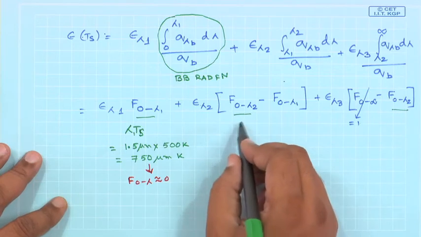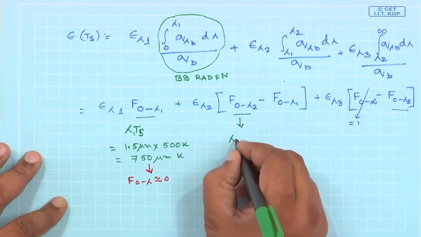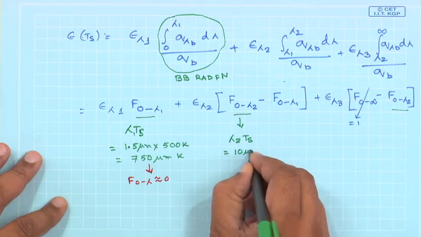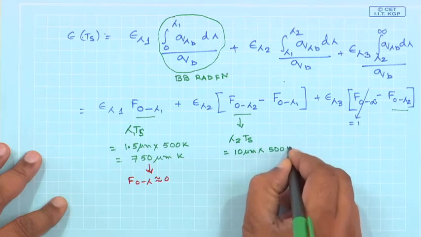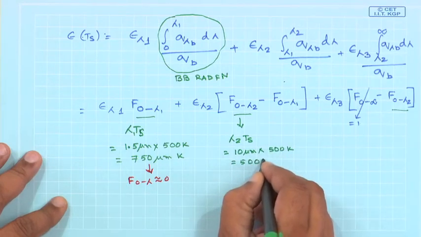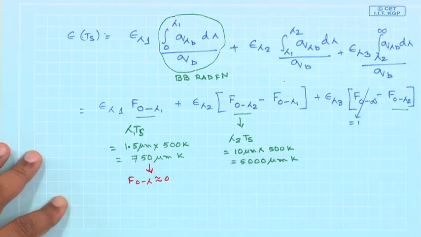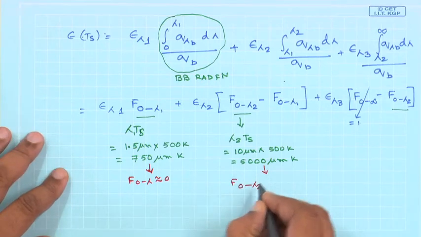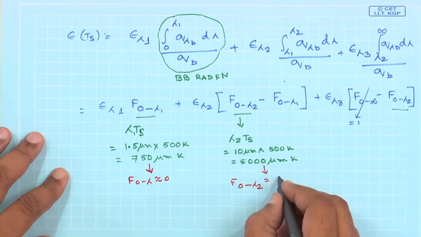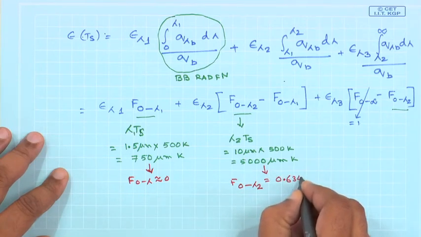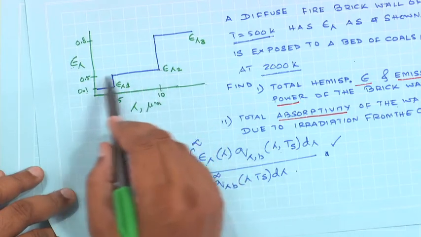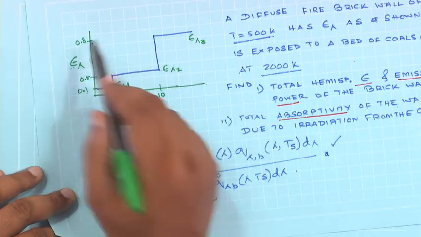On the other hand, this is going to be lambda 2 Ts. So, lambda 2 is 10 micron, Ts is 500 Kelvin. So, this is 5000 micron Kelvin, and the corresponding value of f 0 to lambda 2 from the same table is about 0.634. And epsilon lambda 1 from here is 0.1, epsilon lambda 2 is 0.5 and epsilon lambda 3 is 0.8.